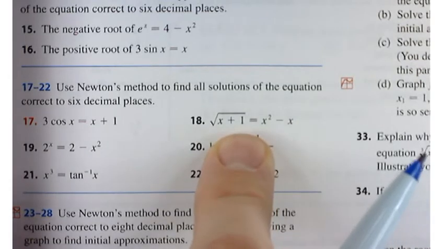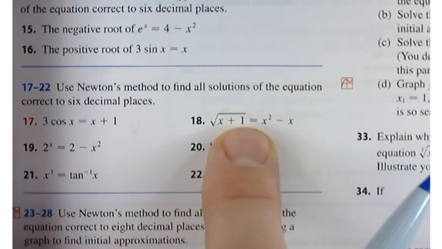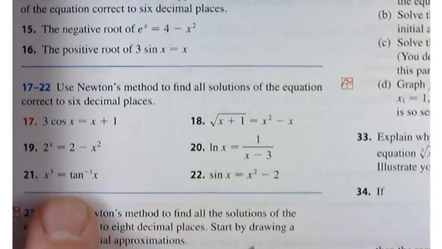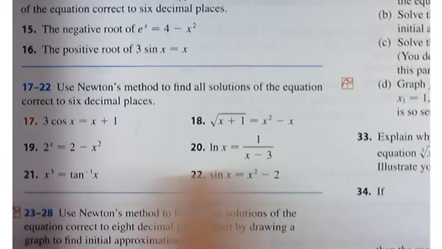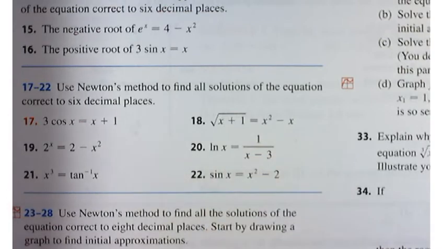I think we did this one in class, right? All right. So maybe it's not a bad idea to, let's see which one would be friendly. Let's do problem number 20. Yeah, that's a good one. ln of x equals 1 over x minus 3.